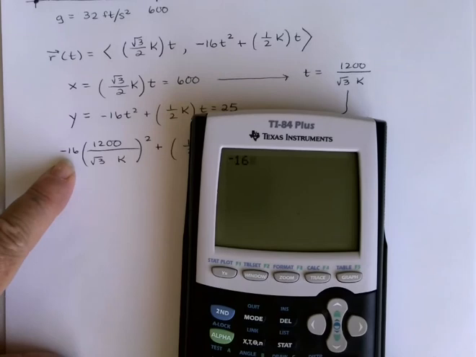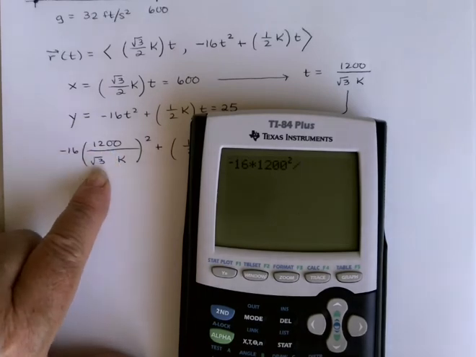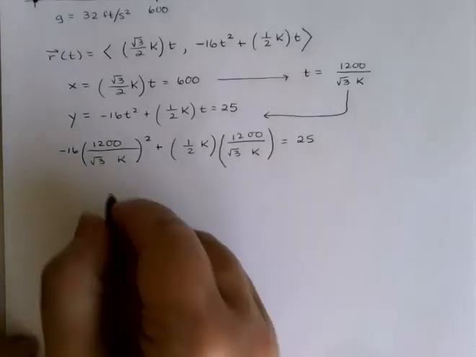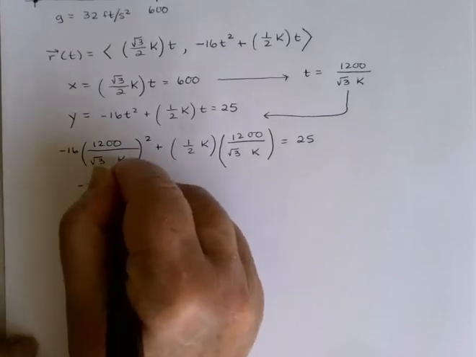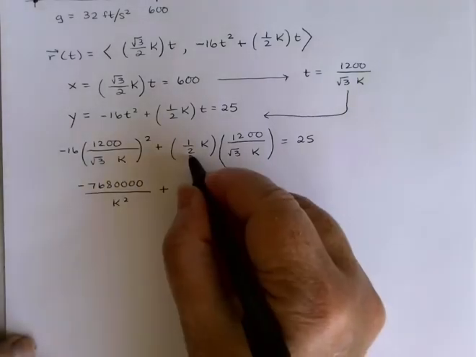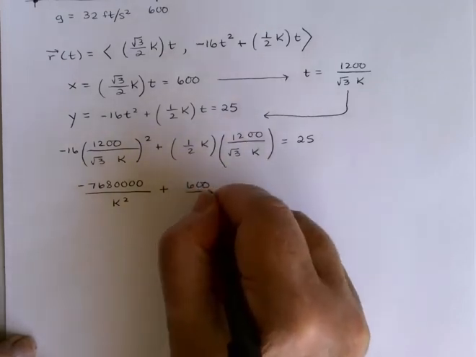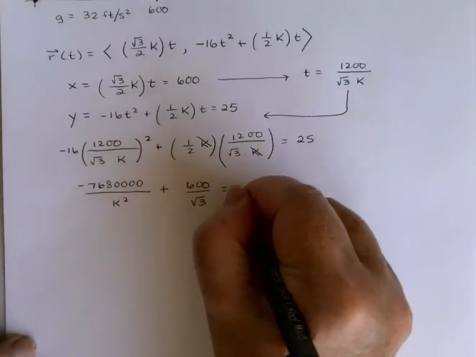Negative 16 times 1200 squared divided by square root of 3 squared, which would just be 3. Gives me negative 768 with 4 zeros. And I'll have a k squared on the bottom. Plus, let's see, half of 1200 would be 600 over the square root of 3. And here the k's just cancel out. Equals 25.